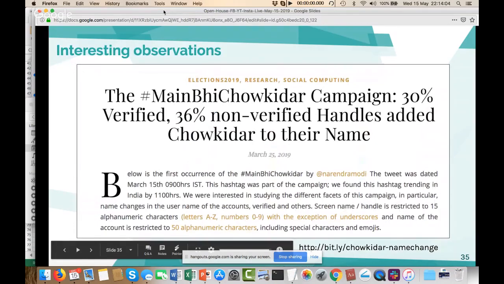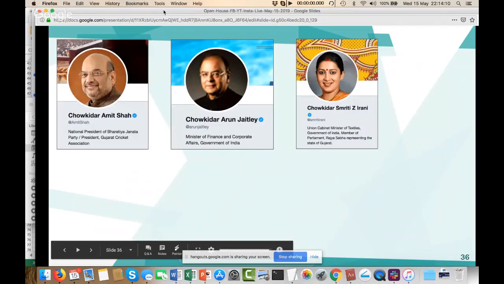Right? So that's the blog about the Main Bhi Chowkidar campaign that we analyzed. Here is a set of, so to say, verified handles who actually changed their name. Let's be clear, there are two parts of change that I'm going to be talking about. One is just the name, which is written here, Chowkidar in the name.